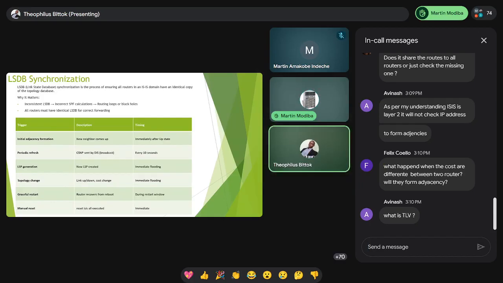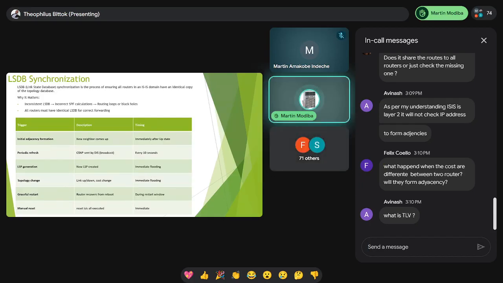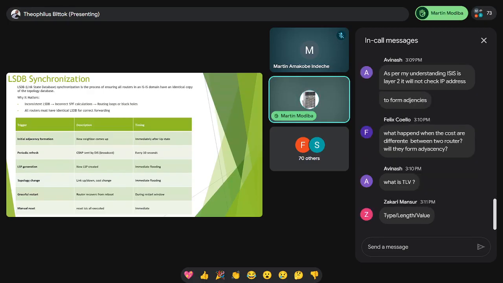Yes. So let's say, for example, there is the TLV suppression on the LLDP.